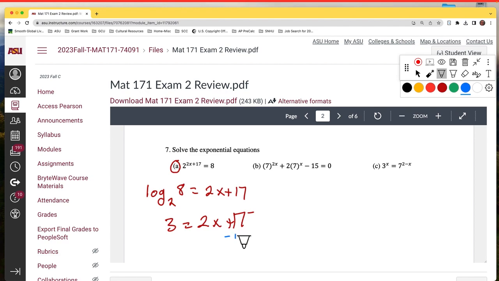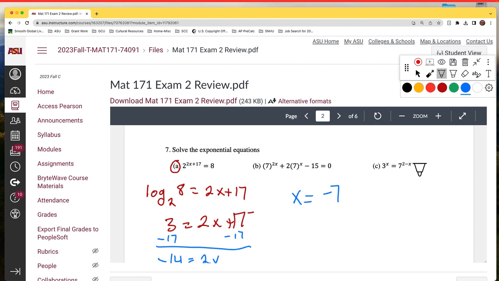So we would subtract 17 from both sides. 3 minus 17 is negative 14, equals 2x. Divide both sides by 2, so it looks like we'll get x equals negative 7, negative 14 divided by 2. That good? I always think that one looked a little ugly, but it worked out okay because of the numbers. While we're here, this other one, we could do the same thing.